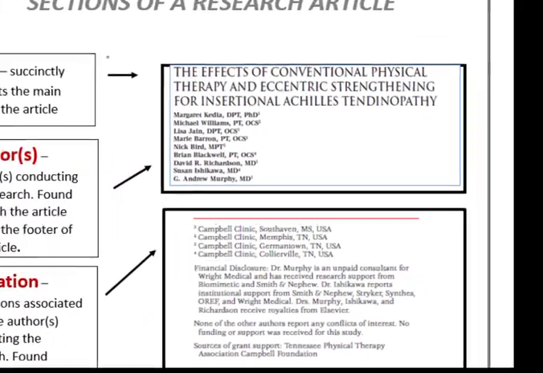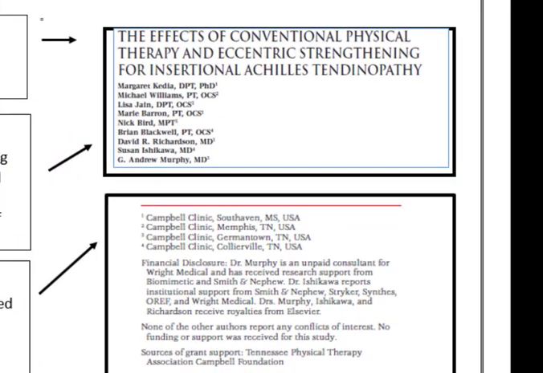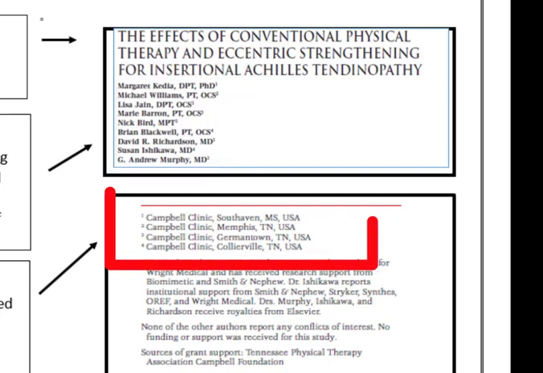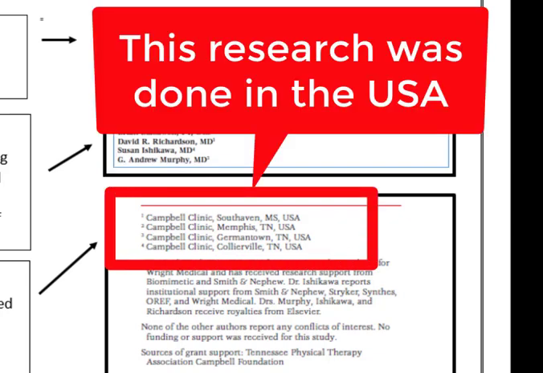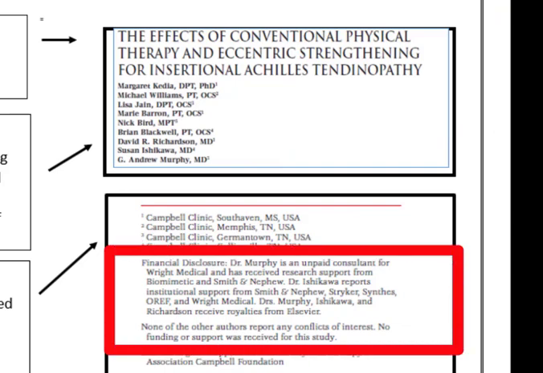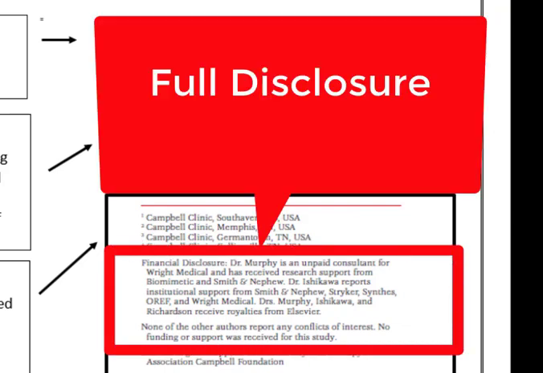In the title area, we'll also find author information. Listed below the title or in the footer of the first page, we'll find the authors' names as well as their credentials to help establish their authority to write on this particular topic. We'll also find their affiliation. Where did they do this particular research? Is it associated with a particular university or research institute? We'll also find any conflicts of interest in this area.